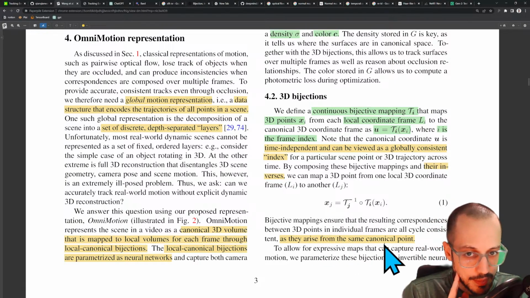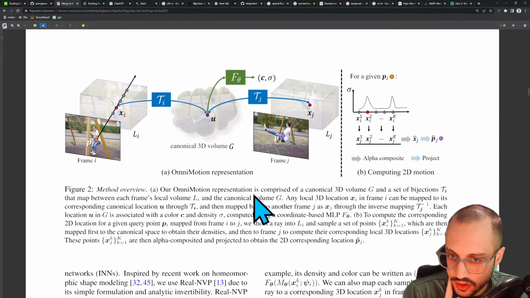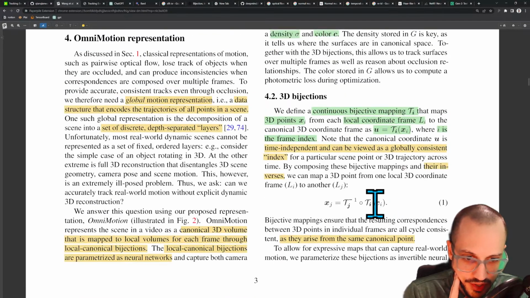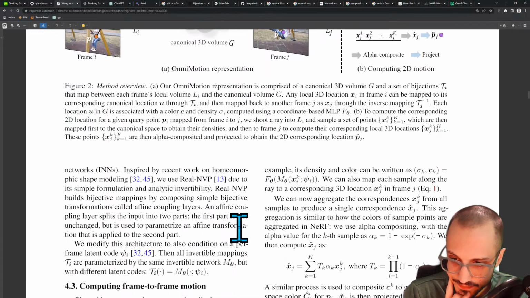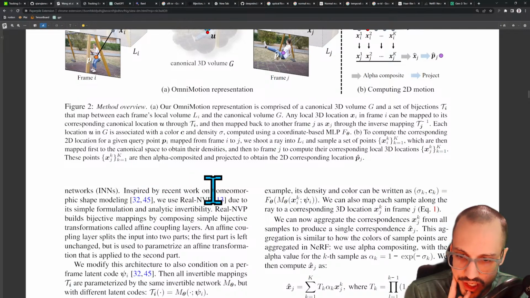This allows for expressive maps that can capture real-world motion. We parameterize these bijections as invertible neural networks. Okay, so every single one of these Ti, Tj, and there's going to be however many frames there are, is going to be a neural net. Inspired by recent work on homeomorphic shape modeling, we use real NVP. What is real NVP?